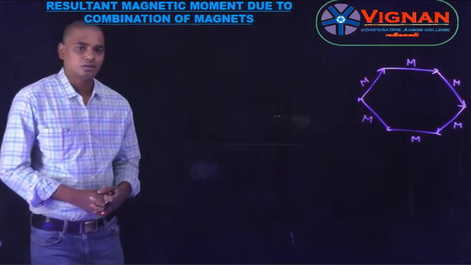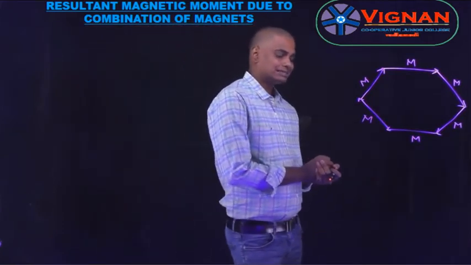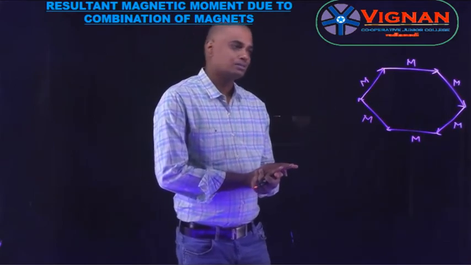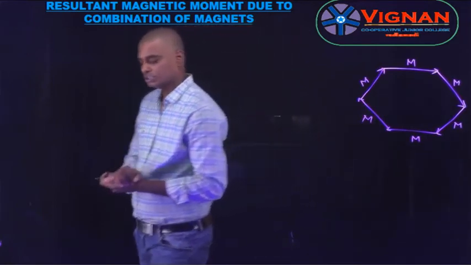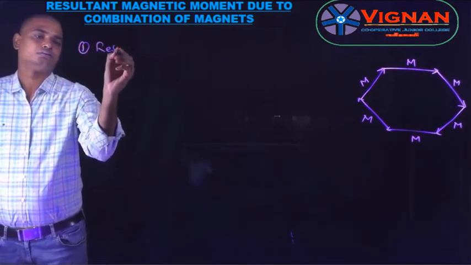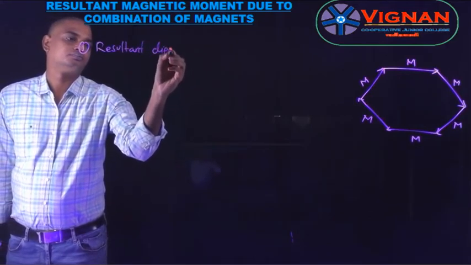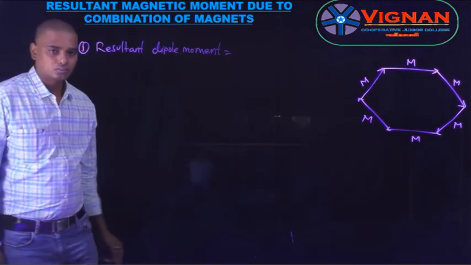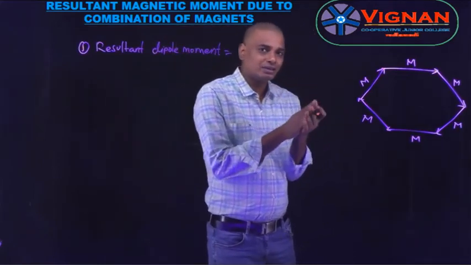Okay students, now let us move on to our next question. The question is given like this. 6 identical bar magnets are placed in this form. As they are identical, the dipole moment will be equal. So our first question is what is the resultant dipole moment. It can be calculated very simply.